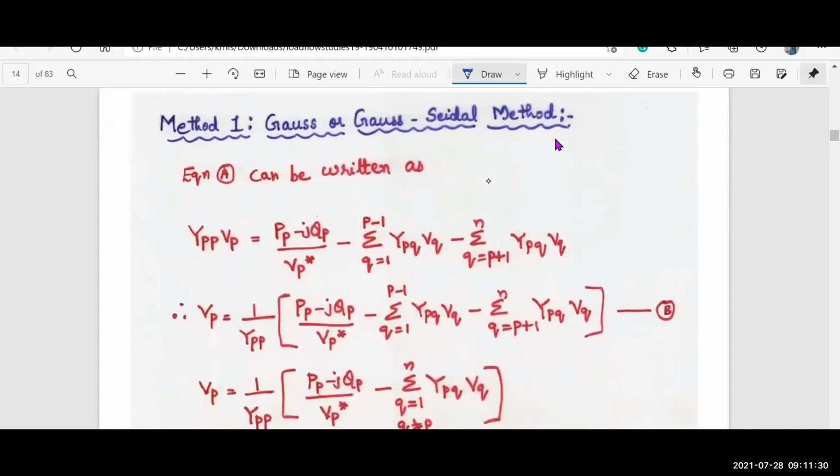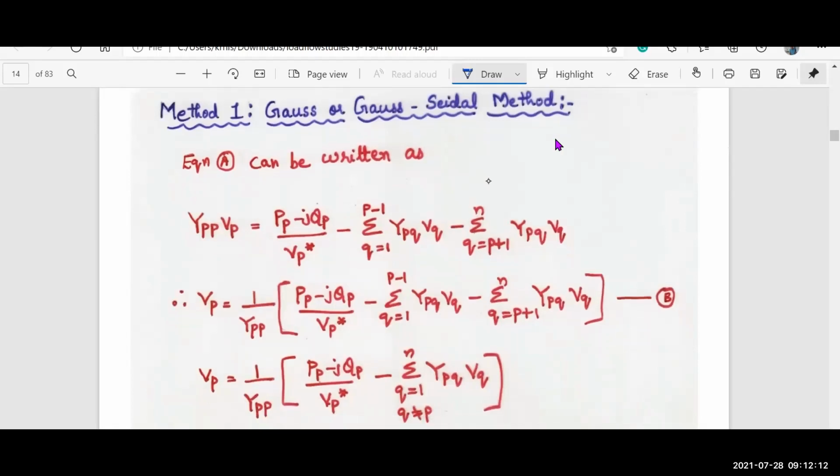Method 1, Gauss or Gauss-Seidel method. Let's see. Equation A that we saw earlier is the current equation: Y_PP V_P equals (P_P minus jQ_P) divided by V_P star, the conjugate of that voltage, minus the summation of Y_PQ V_Q, where Q equals 1 to P minus 1 and Q equals P plus 1 to N. So this is the terminology you could see.